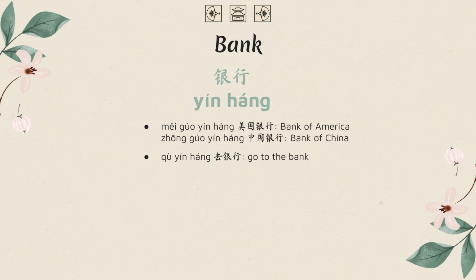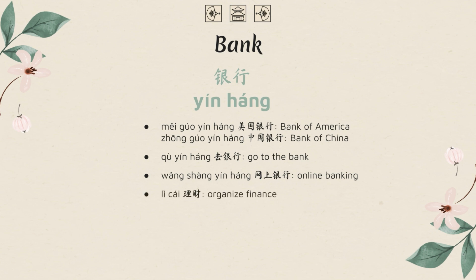Nowadays, however, we have the convenience of banking online. 网上银行, 网上 means online. Notice the character 网, it looks like a net. So the word for internet is 网, and it's the same character for other kinds of nets. So we need banks to organize our finances, which is 理财. 理财. 理 means to organize.